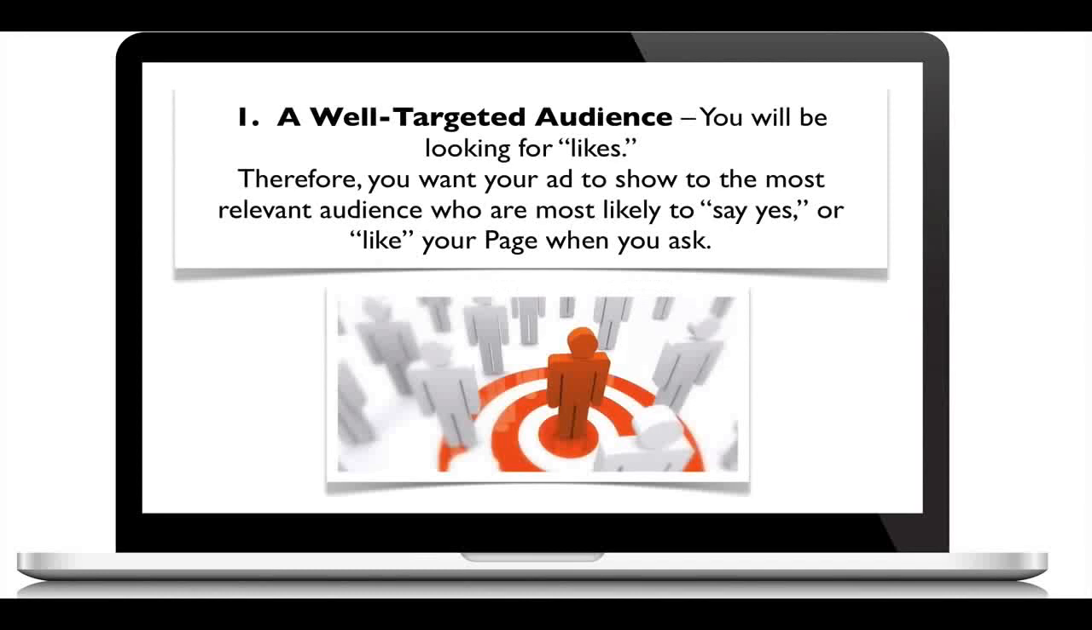Number 1, we need a well-targeted audience. You're obviously going out there, you're looking for likes, you're looking for fans. Therefore, you want your ad to show to the most relevant audience who are most likely to say yes or like to the page that you're promoting, the topic that you're promoting. Now, targeted audience, it could be the age demographic, the gender, it could be their interests, their hobbies, the books that they read, the movies that they watch. You're looking for a well-targeted audience.